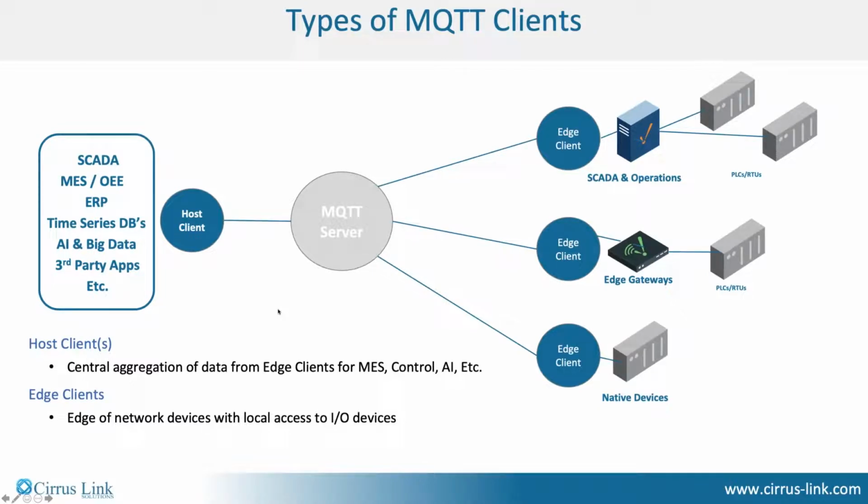So let me start by describing the types of clients that we're trying to secure here. We have edge clients on the right and host clients on the left. The edge clients are connected to your SCADA and operations platforms, in turn connected to your PLCs and your RTUs, connected to your edge gateways, connected to your native devices. The host client on the other side of the MQTT pipeline is the consuming client, consuming data to be sent off to another SCADA system, an MES, ERP, a time series database, any number of cloud services, or any third-party application that may have an MQTT connector available.